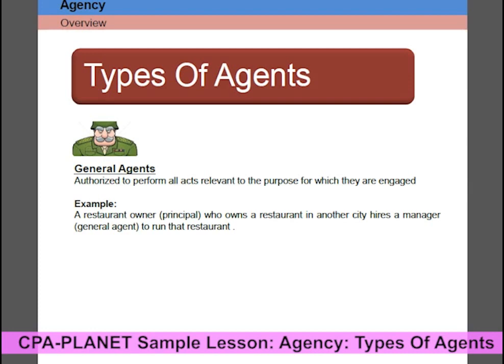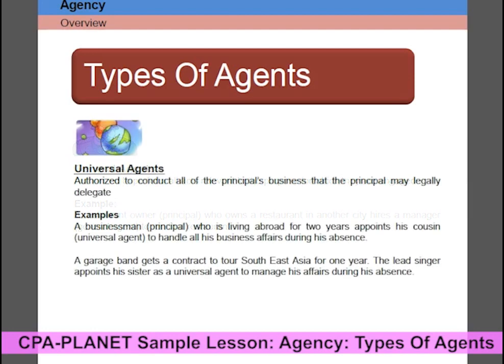All right, universal agent, authorized to conduct all the principal's business that the principal may legally delegate. A businessman principal is living abroad for 2 years, appoints his cousin, a universal agent, to handle all of his business affairs during his absence. A garage band gets a contract to tour Southeast Asia for 1 year. The lead singer appoints his sister as a universal agent to manage all of his affairs during his absence.